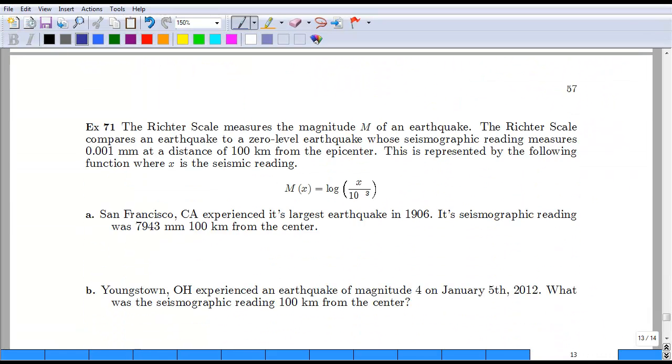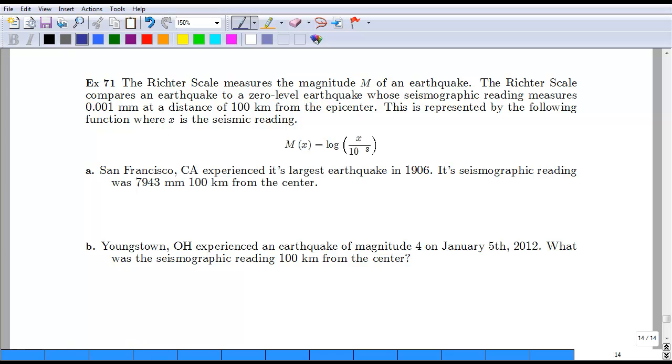For our final example, we are going to look at an application, which is the Richter scale, which measures earthquakes, the magnitude of an earthquake. The Richter scale compares the earthquake to a zero-level earthquake whose seismographic reading measures 0.001 millimeters at a distance of 100 kilometers from the epicenter where the earthquake started. This is represented by the following function, where x is the seismic reading. And there should be a negative here. In this case, the magnitude of an earthquake is equal to log of the fraction x divided by 10 to the negative third.